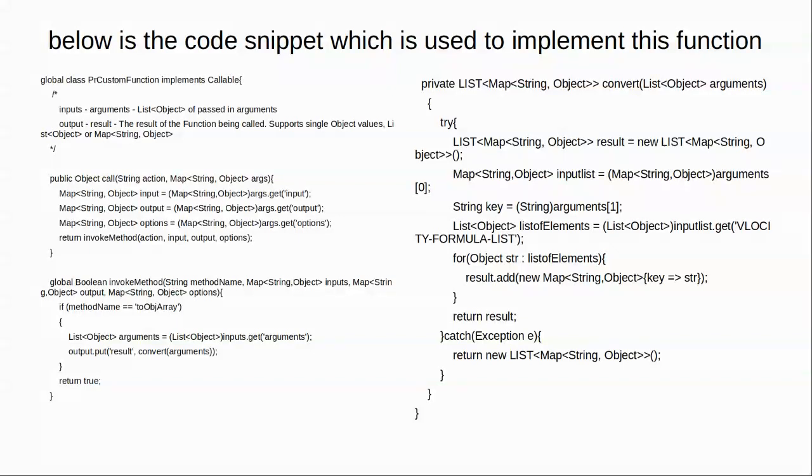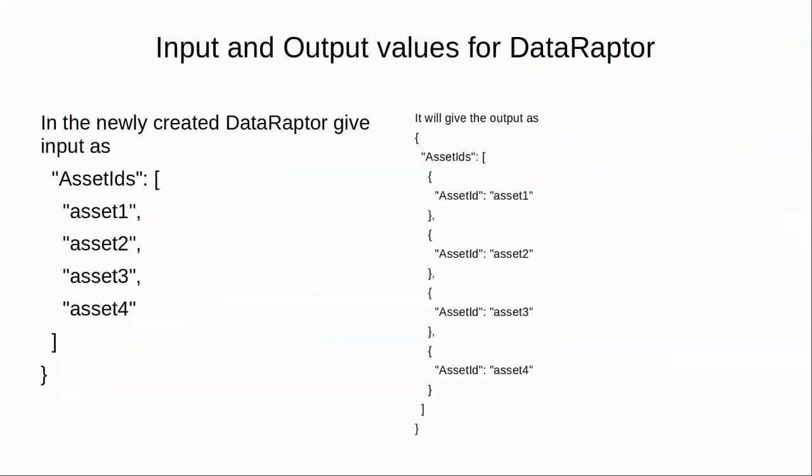Once you have mapped it, there will be a binding. Now if you give the input as asset IDs, as you can see I'm giving the list of asset IDs 1 2 3 4, it will give the segregated output like this, as you can see on the right hand side. So this is how you can define an Apex class which can be called from DataRaptor, so you can perform beyond out-of-the-box functionality over here.